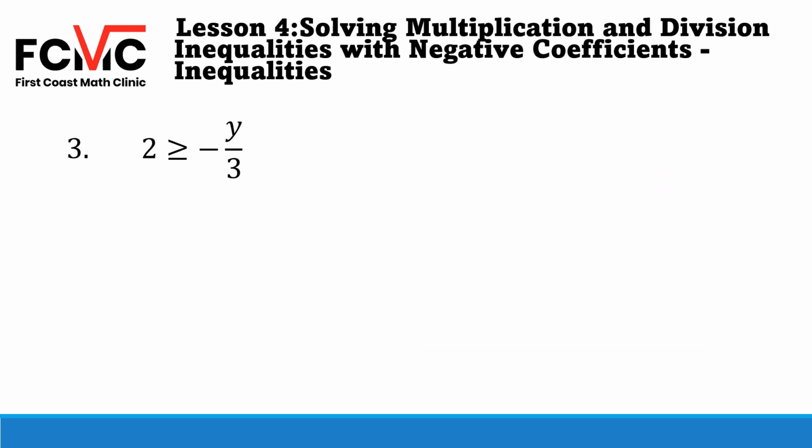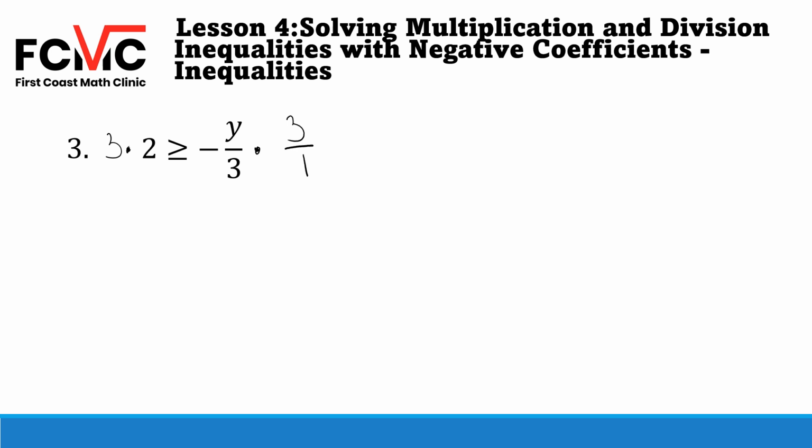So number 3, we've got 2 is greater than or equal to negative y over 3. So now we've got division here. We want to undo this division. We're dividing by 3, so how do we undo division? Well, we multiply, so I'm going to multiply by 3, and whatever I do on the right side, I've got to do on the left side, so I'm going to multiply by 3 and 3. Now, I've got a fraction on this right side, so I'm going to put the 3 over 1.